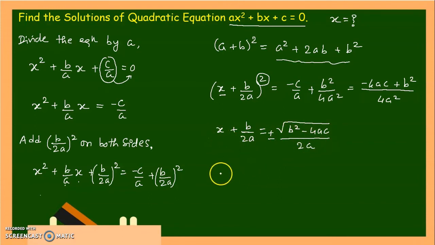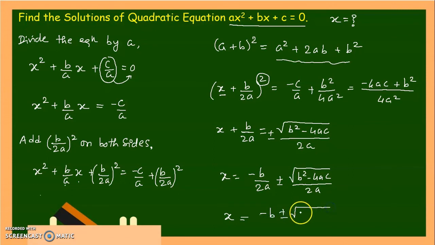Now here we want to find the value of x. So we will take this b upon 2a to the right hand side. So it becomes minus b upon 2a plus or minus square root of b square minus 4ac divided by 2a. Or if you take this 2a common, then here you will get x equal to minus b plus or minus square root of b square minus 4ac divided by 2a. So this is what we call the quadratic formula.